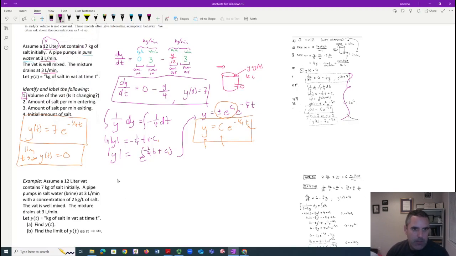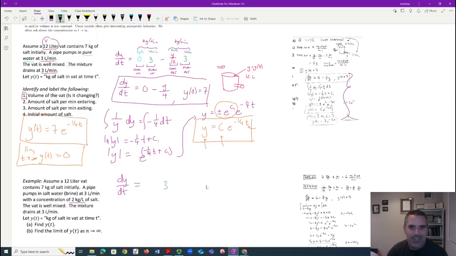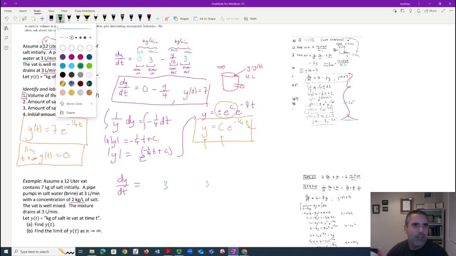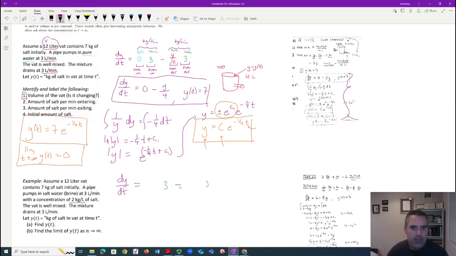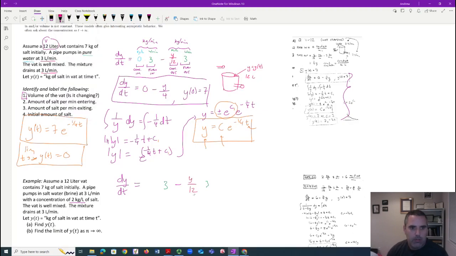Just a recap here. So in this question, everything is the same, except the concentration coming in is 2. So if you think about how that's going to change things, let's use my same weird colors. 3, 3, we're going to do minus. It's still going to be y over 12. But this one is not going to be 0. It's going to be something else. It's going to be 2. So the main difference here is it's going to be dy dt is 6 minus y over 4. And I think the initial condition is the same.